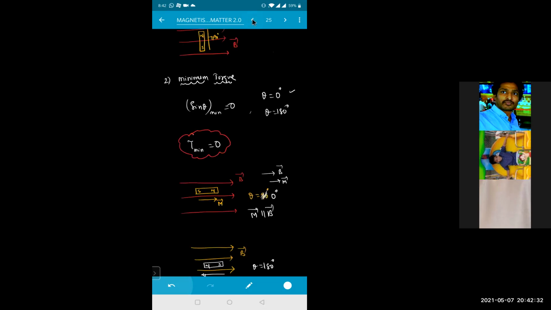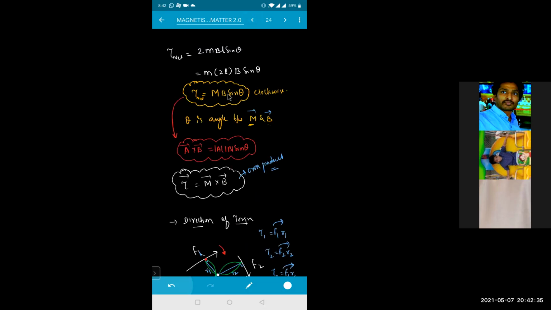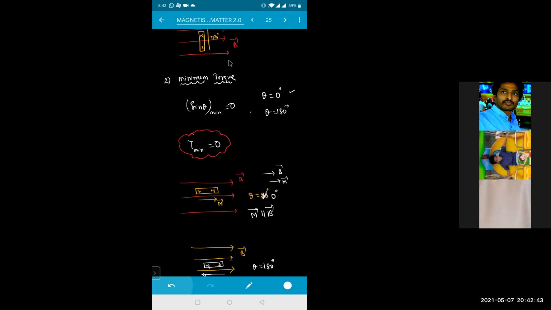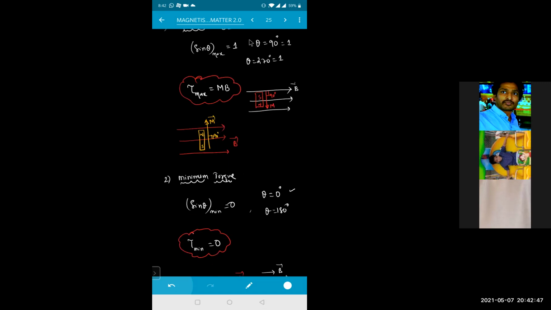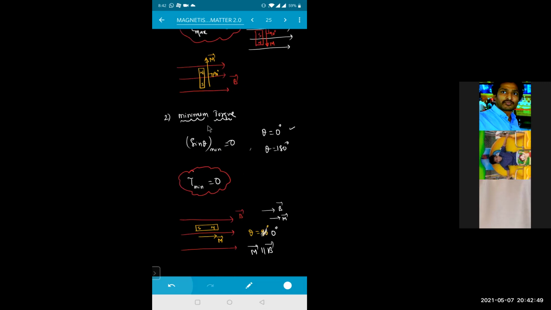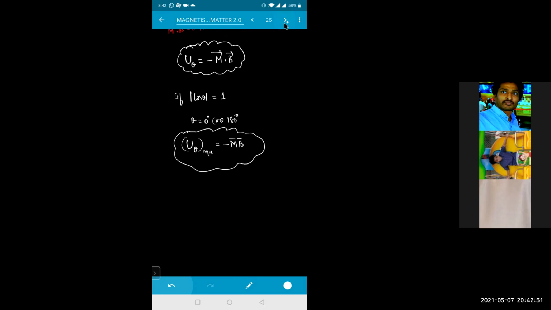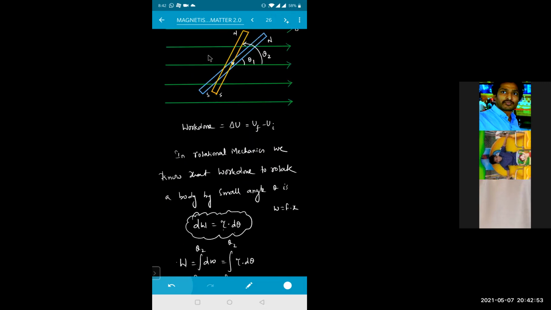So what are the formulas you got right now, beta? The torque formula is tau is equal to MB sin theta. It is like A bar cross B bar, so tau is equal to M bar cross B bar. And you got an idea how to write the direction of the torque. Then I calculated the maximum torque and minimum torque. Torque is maximum when sin theta is maxima, and torque is minimum when sin theta is minima, or zero.